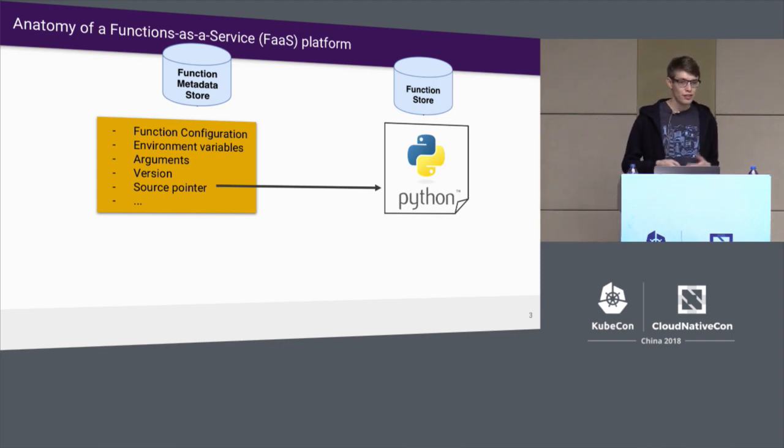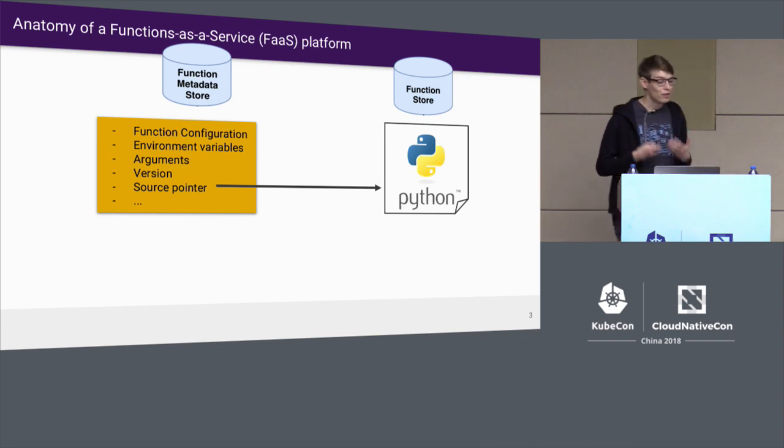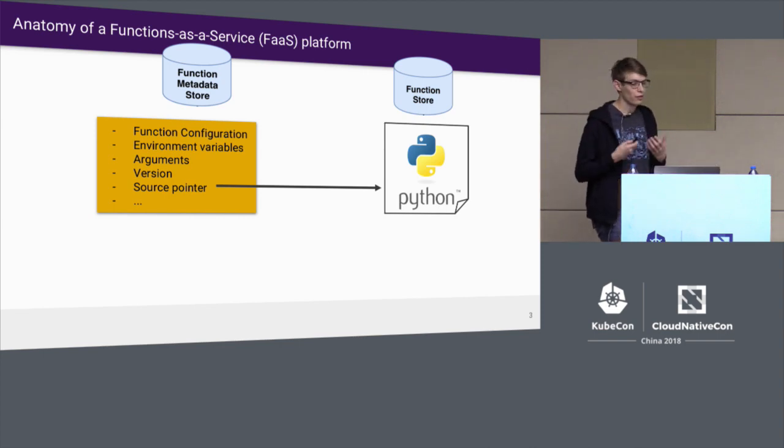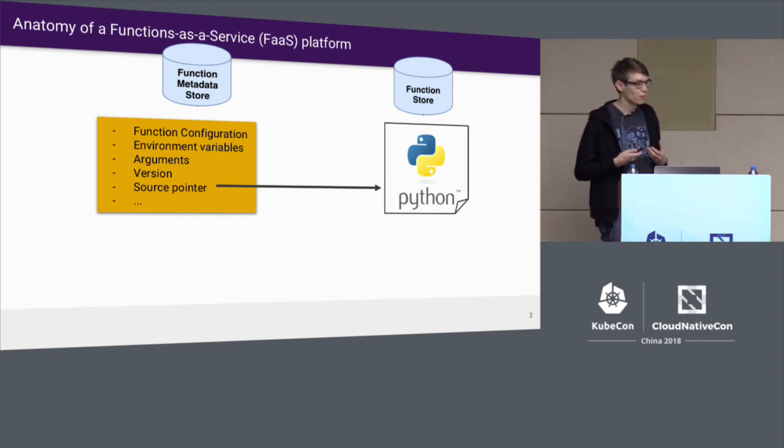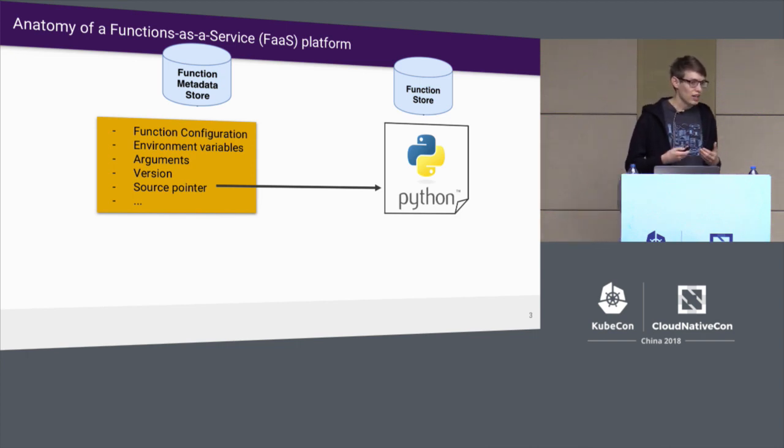To start off with the data model of a function as a service platform, you basically have two conceptual stores of data. On one hand, you have the function metadata store, where you store all the versioning and configuration related to your function. The reason is that the metadata is a pretty small amount of data, and it's accessed frequently and expected to be low latency because it's used for lookups, queries, and so on.